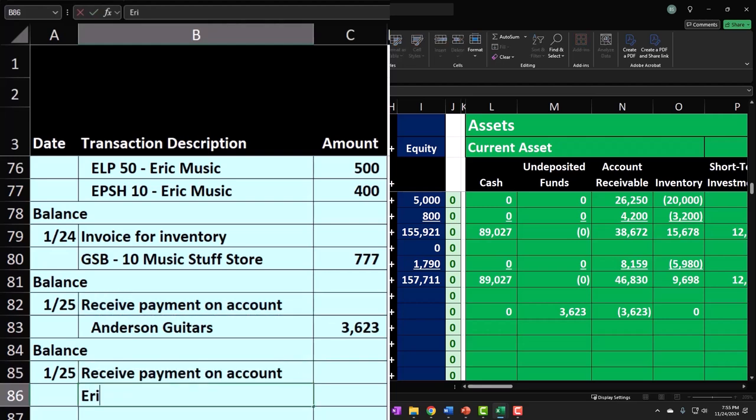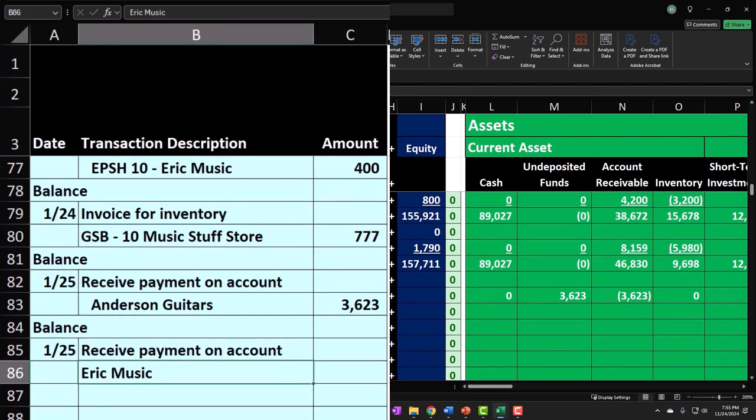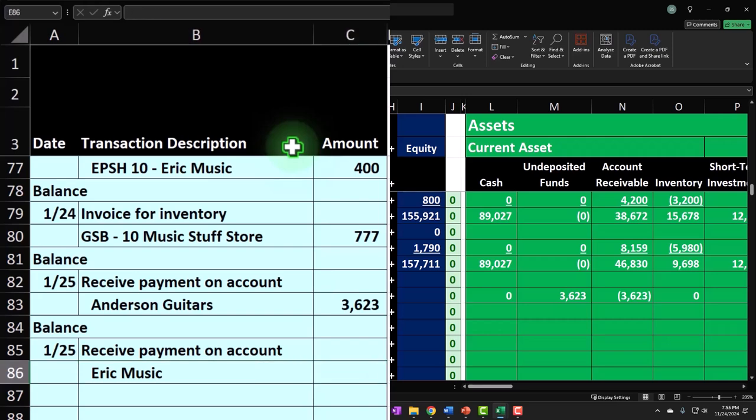receive payment on account, this one from Eric Music. Eric Music is the customer. They paid us, we imagine, a check that we received or an electronic payment that we received. Possibly it went to the Stripe account, or we can imagine we're at a cash register and they gave us the money for a sale that was made in the past, however. So once again, sale made in the past, now we're receiving payment on it.